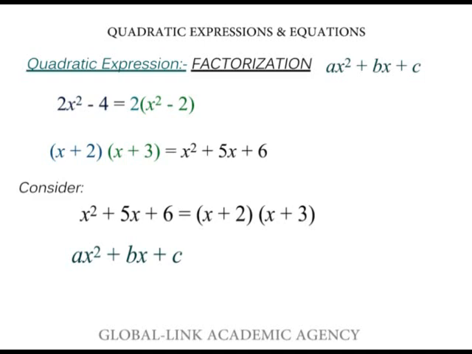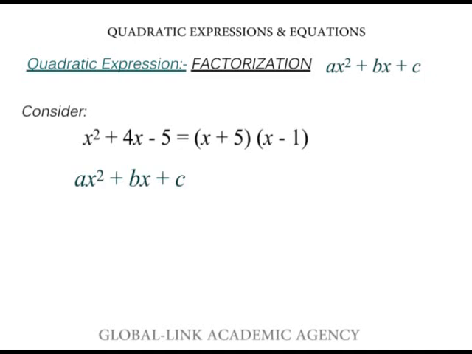1. The coefficient of x² is 1. 2. The coefficient of x is 5, that is 2 + 3. 3. The constant term is 6, that is 2 times 3. Taking another example, x² + 4x − 5 is equal to (x + 5)(x − 1). The coefficient of x² is 1. The coefficient of x is 4, that is 5 + (−1). The constant is −5, that is 5 times −1.